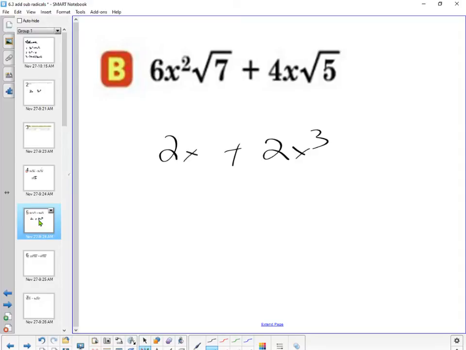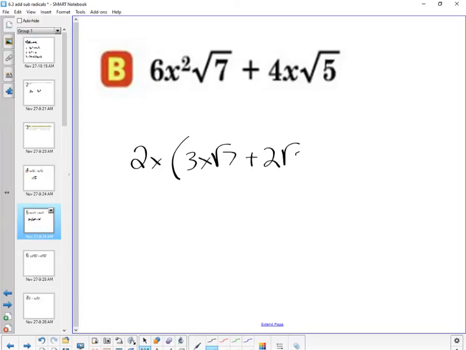Now, what you could do is factor out the common factors. So these both have a 2x in common, right? The front part. And then this would leave me with 3x radical 7, and then a 2 radical 5. So this is all I could do here, is factor out the common stuff. But as far as combining them, I can't.